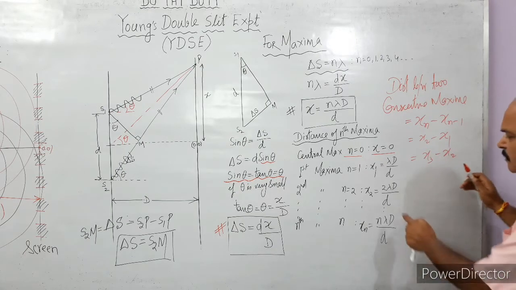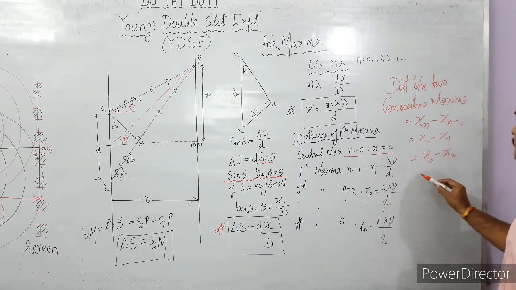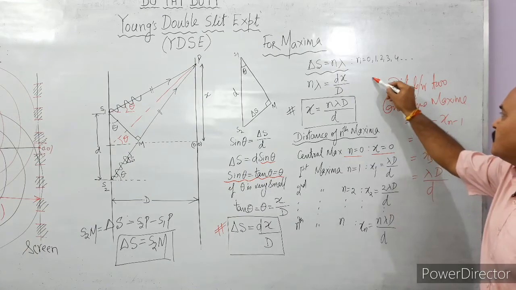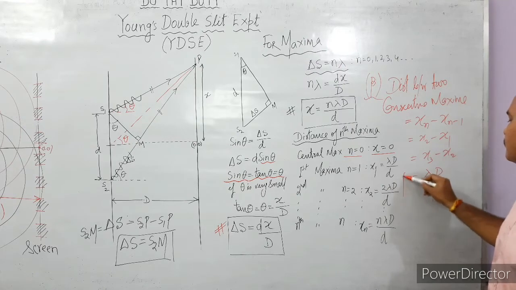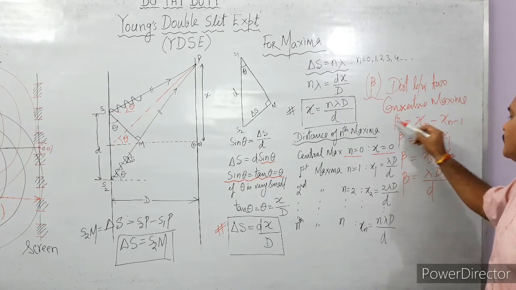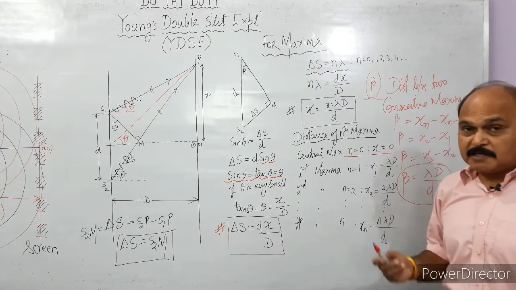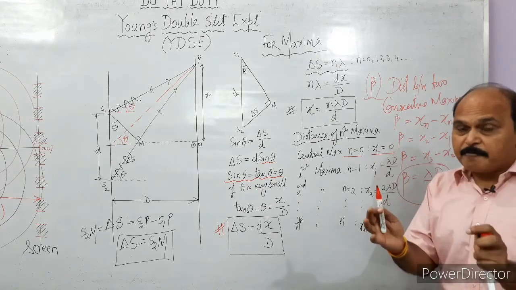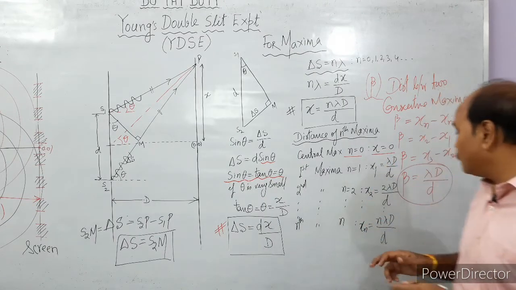If we find the distance, this minus this minus this, what do we get? We get this distance as lambda capital D by small d. And this distance, which is the distance between consecutive maxima, is also called beta. Beta is nothing but fringe width. This is also the definition of fringe width: bandwidth is defined as the distance between consecutive maximas.